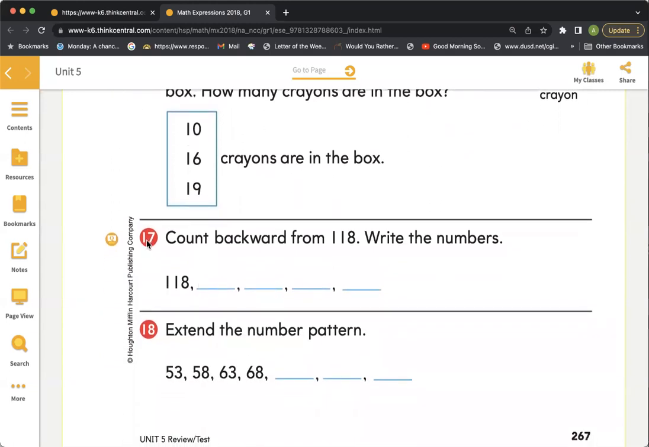All right, 17 says count backwards from 118. You're counting backwards. So this would be 118, 117, and keep it going 3 more times. Pause to solve. Press play when you're ready to begin.